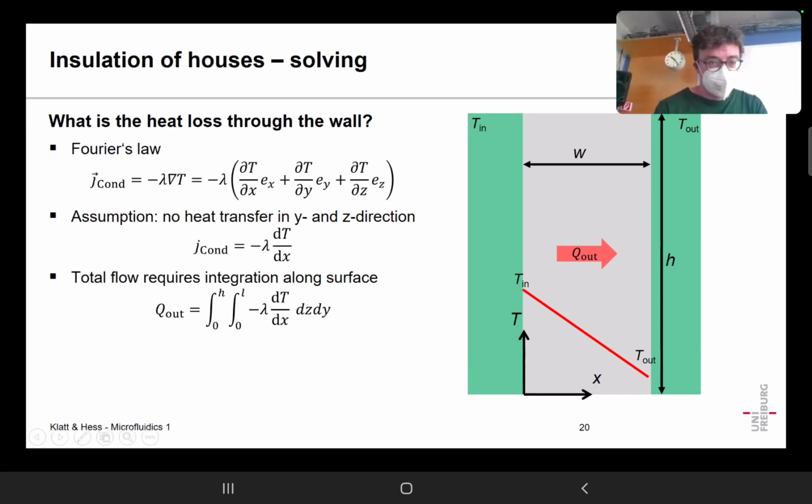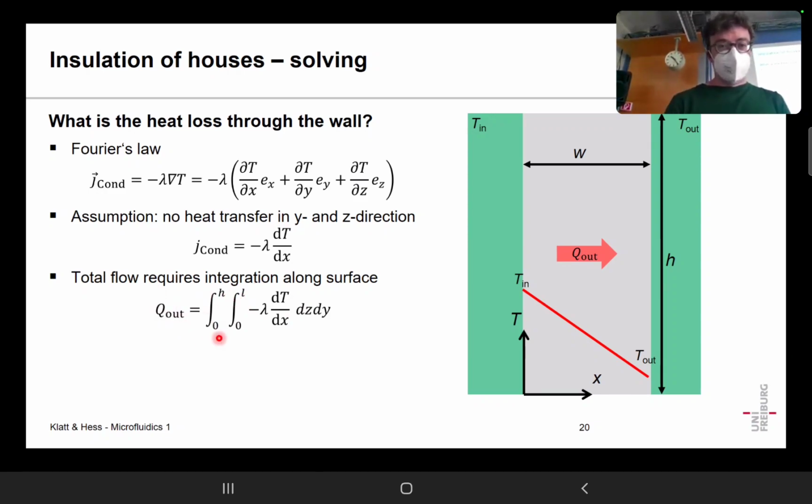So it's basically just math again. And then we have once again the assumption that there's no heat transfer in y and z direction, and that's why we can remove these two parameters. And now to get the total flow, this is also something I mentioned in the videos, you have to integrate, because we're not looking at the flow per square meter, but we are looking at the flow that we lose across the complete wall. And that's why we have to do the integration in direction of the height and also in direction of the length of the wall. So we include the complete surface of the wall.